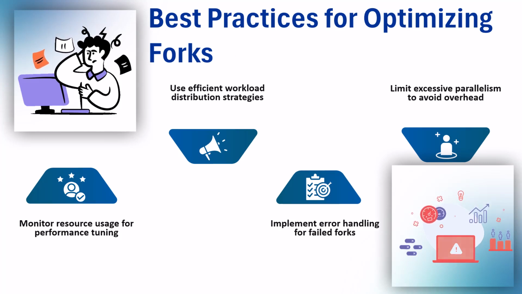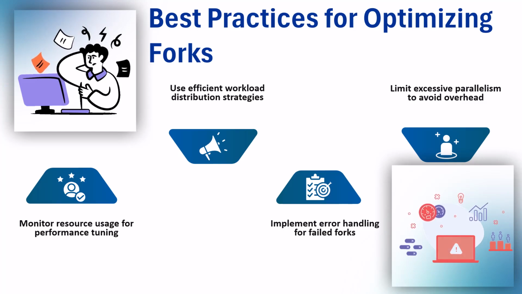Optimizing forks is like organizing a relay race. Each runner, task, should know when to sprint and when to pass the baton. Too many runners on the track. Chaos. Too few. Slow progress. Keeping tabs on resources ensures peak efficiency. And just like in real races, when a baton, task, drops, good error handling helps us recover gracefully.